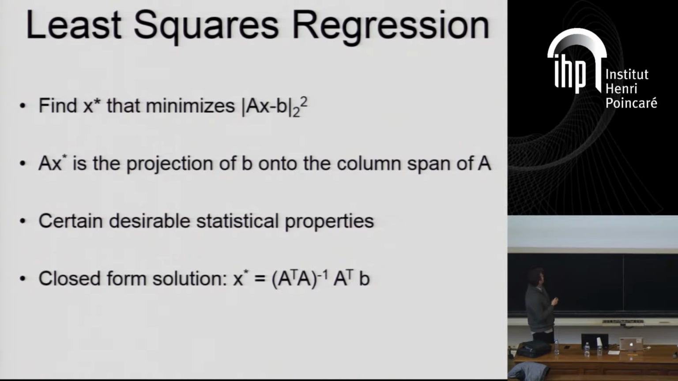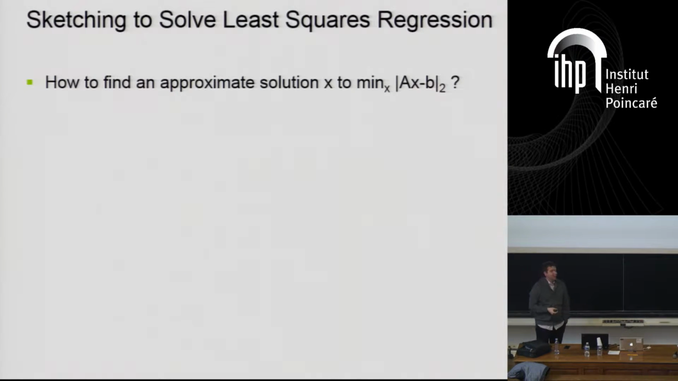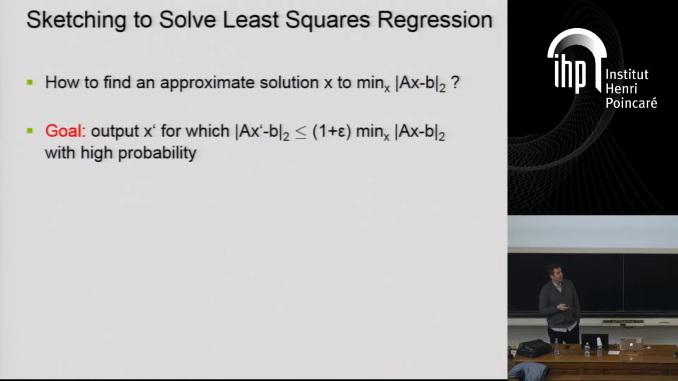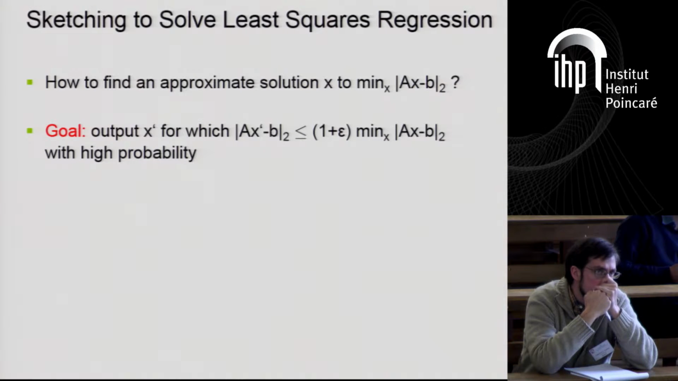So to improve upon this time complexity, we're going to use the idea of sketching. And first, we're going to relax the problem to allow for outputting an approximate solution x. What that means is a relative error solution. We'd like to output a d-dimensional vector x prime for which the cost, the distance between A x prime and b, is at most 1 plus epsilon times the optimal least squares regression cost, with some high probability.